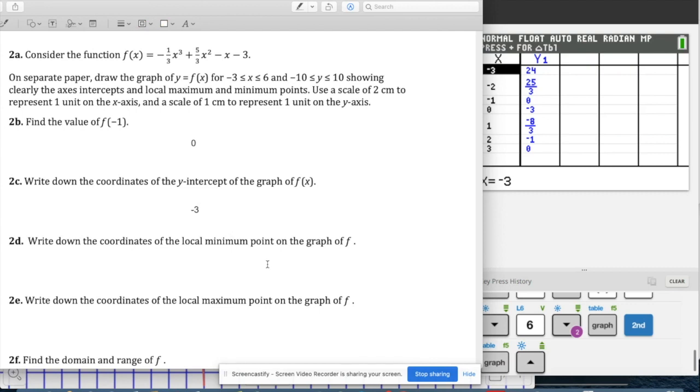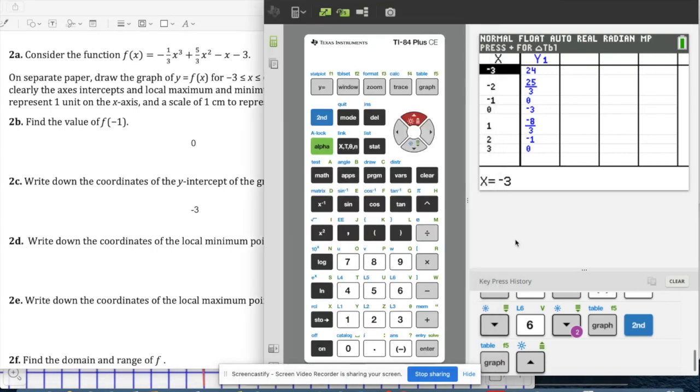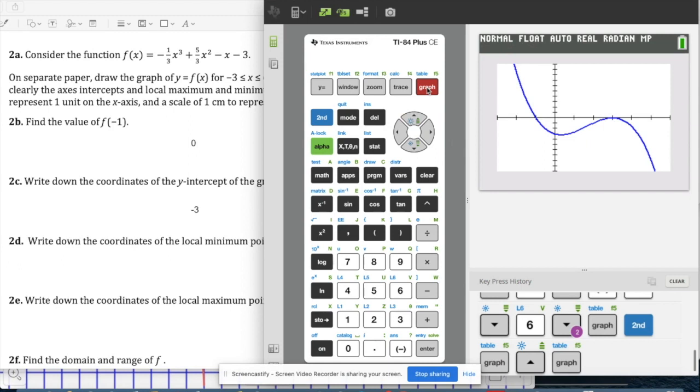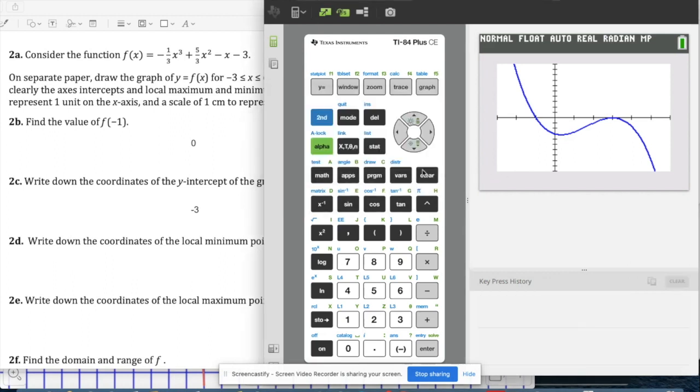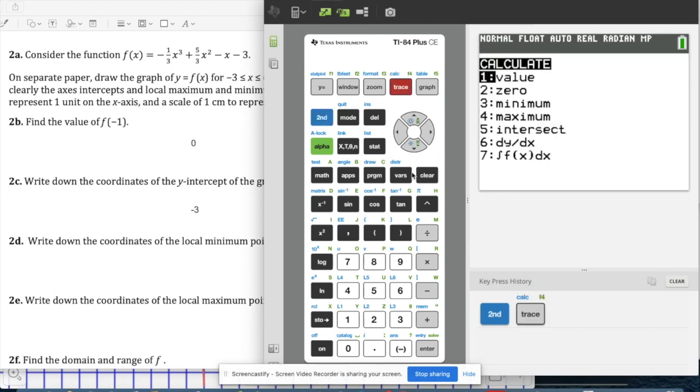Write down the coordinates of the local minimum point of the graph of f. Okay, so again, I would use the graph to find this minimum here. Let me clear my key press history so you can see more clearly how to do it. All right, so I'm on the graph and I want to find the minimum here. So I go to second, calc, minimum.